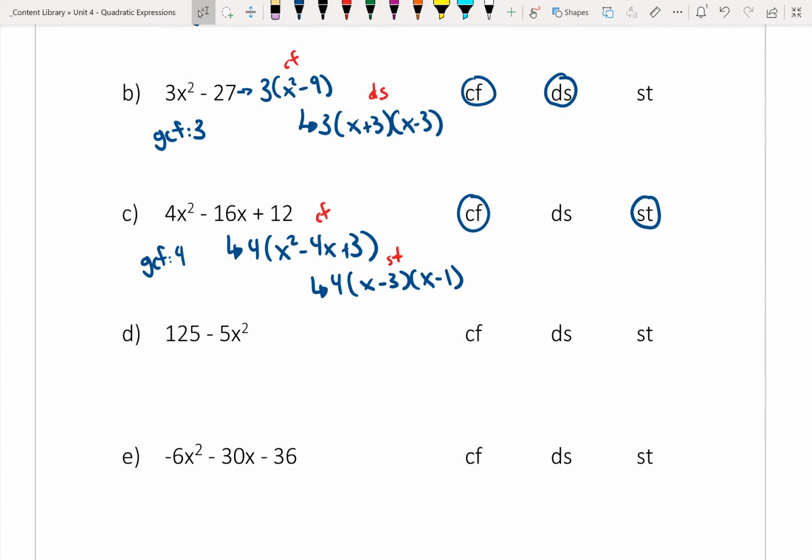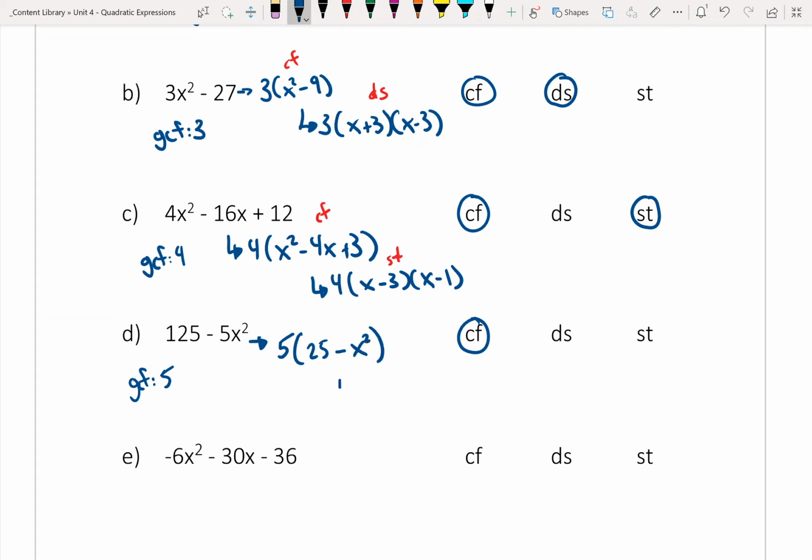For D again, I can see a difference of squares here because I see 2 terms in there subtraction. In order to get there though, I do need to common factor first. So again, the greatest common factor that I can take out, in this case, is 5. So bring the 5 on the outside, divide everything on the inside by 5. So I get 25 minus x squared.